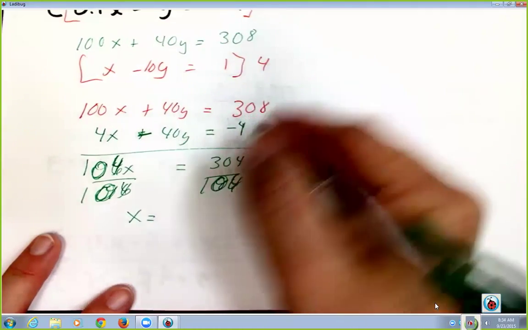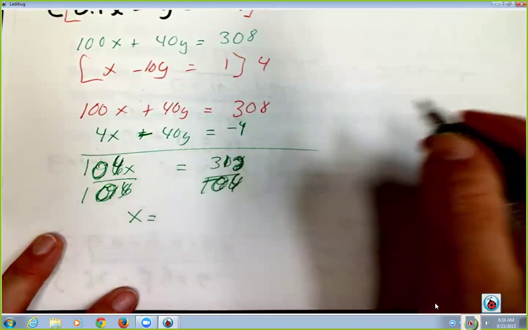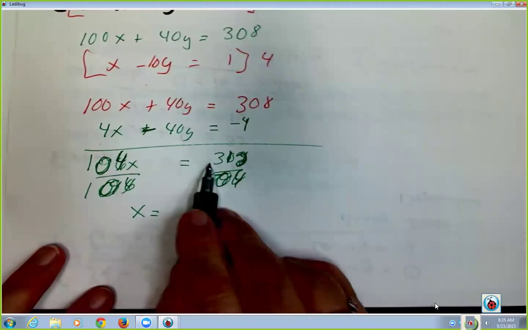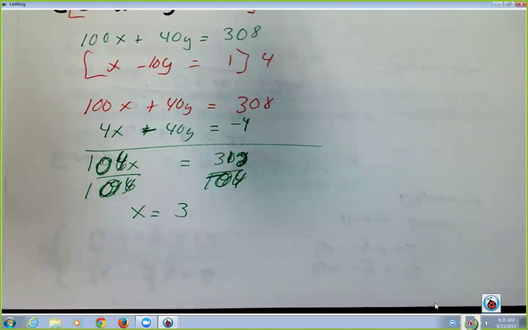Oh, should be 4. Boy, you're just catching me on everything. Thank you for catching me, though. That's good. 312 divided by 4. Now we get a nice even number of 3. So we get 3.